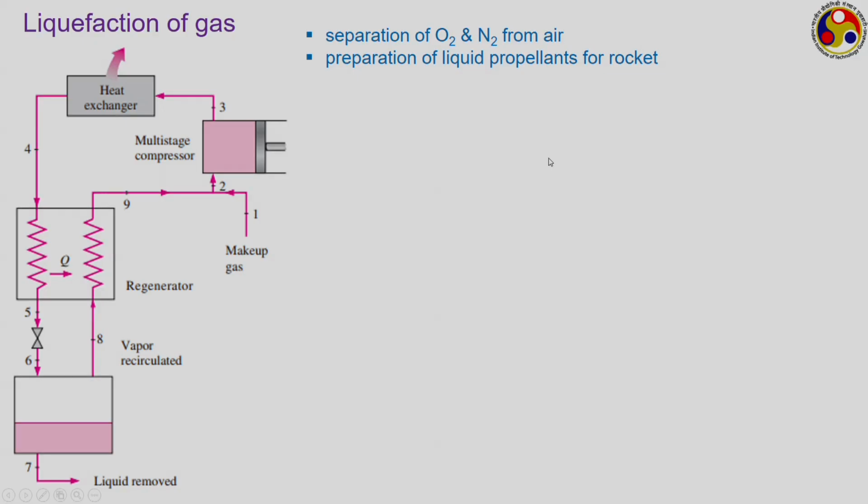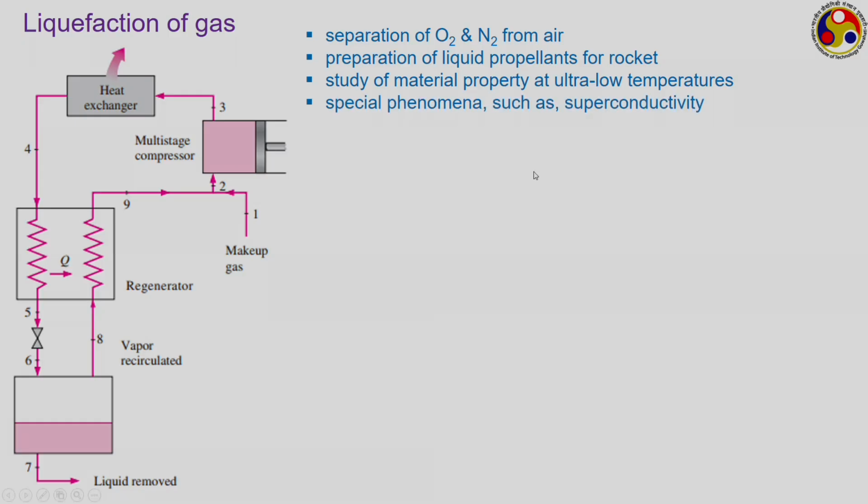There can be another application, the preparation of liquid propellants for rockets, where we may have to go to extremely low cryogenic level temperatures, or the study of material properties at ultra low temperature, again something related to cryogenics, or special phenomena such as superconductivity, which appears only at extremely low temperatures. In these cases, we go for multi-stage compression. We have a multi-stage compressor, where by several stages of compression we can move from extremely low pressure levels to significantly high pressure levels as well.